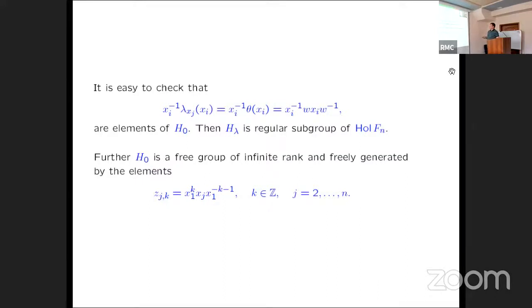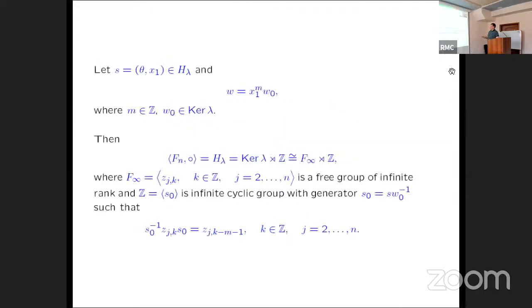Then define free generators of the kernel lambda. They have the next form. K is arbitrary integer and G is from 2 to n. Take element S from the next form. Write our word W in the next form, where W0 is from kernel lambda.